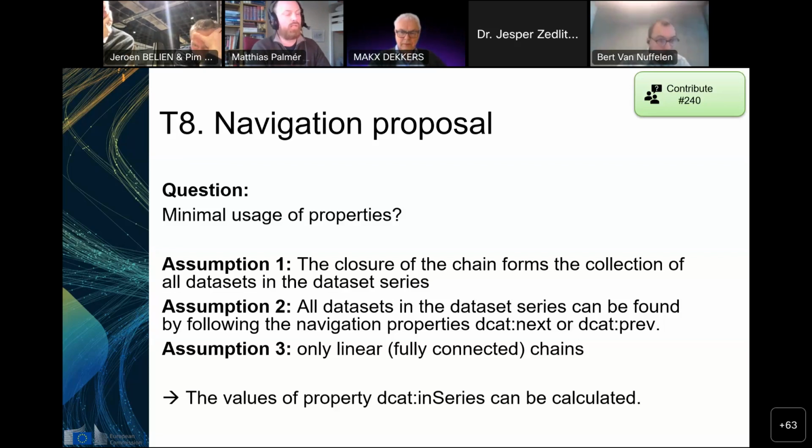I think we should compare it with SKOS. There is an in-scheme property pointing from every concept to the concept scheme, and that is hugely useful. We should do the same. We should require the in-series property to be there for something to be considered part of a series.